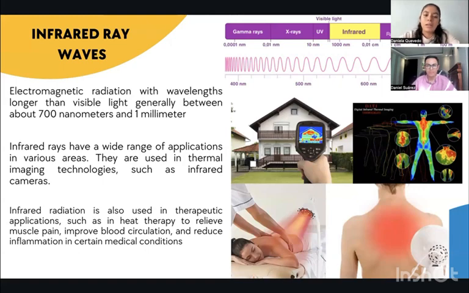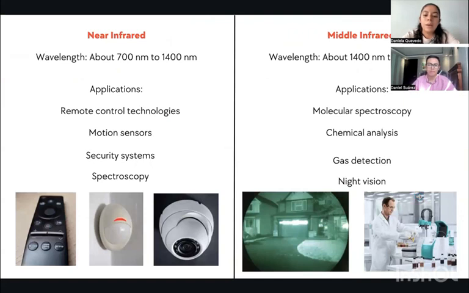Infrared rays are divided into three principal groups, depending on their wavelength. First, we have near-infrared, which has a wavelength of about 700 to 1,400 nanometers, and its applications are remote control technologies, motion sensors, security systems, and spectroscopy. Then we have middle infrared, which has a wavelength approximately between 1,400 nanometers and 3,000. Its applications are in molecular spectroscopy, chemical analysis, gas detection, and night vision.